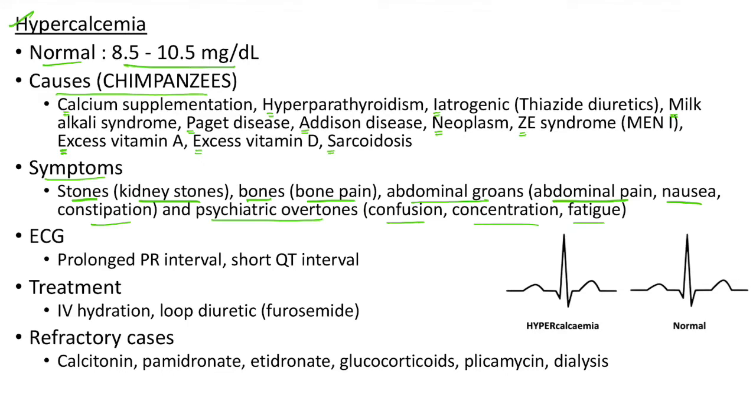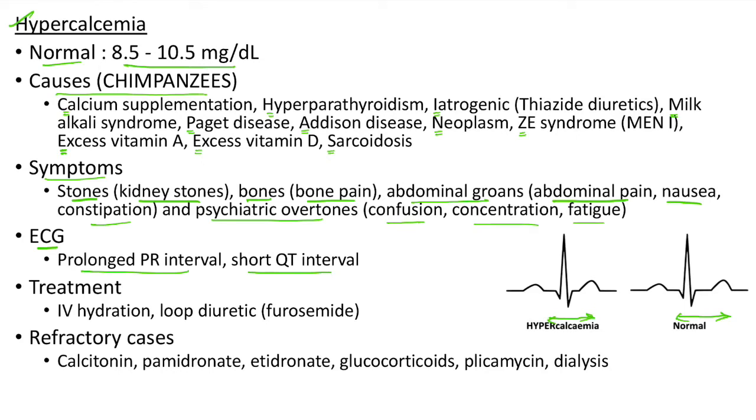Now let us see about the ECG findings in a case of hypercalcemia. There will be prolonged PR interval and short QT interval. This picture shows a normal ECG. This is the normal QT interval. In case of hypercalcemia, the QT interval will be short.